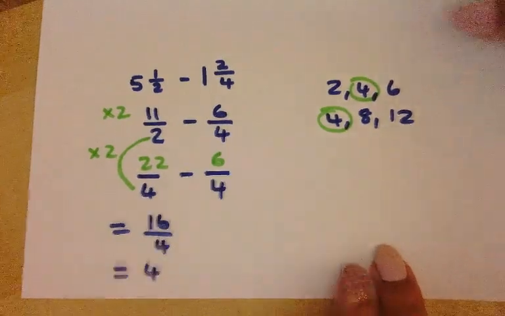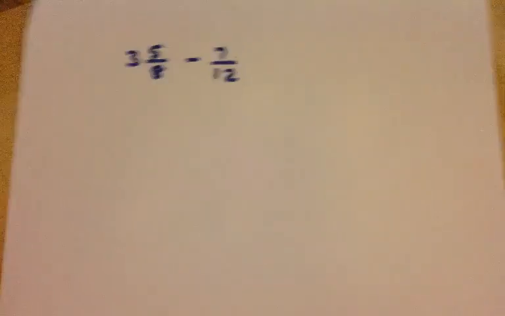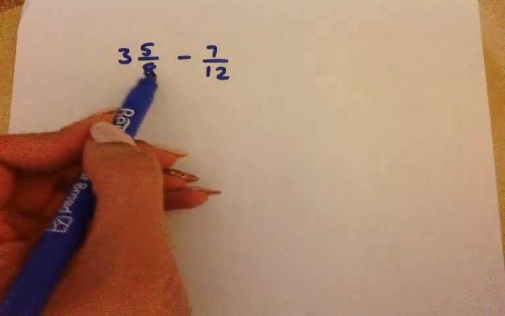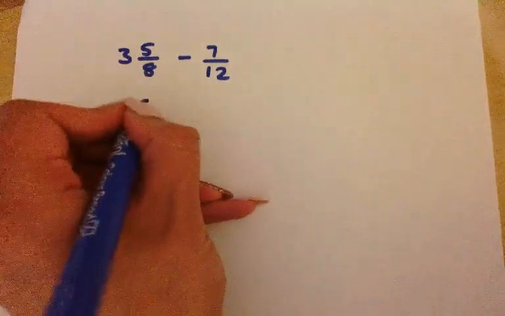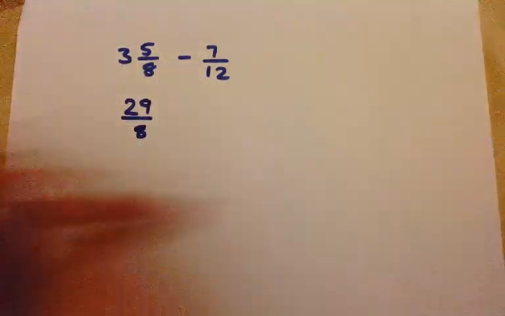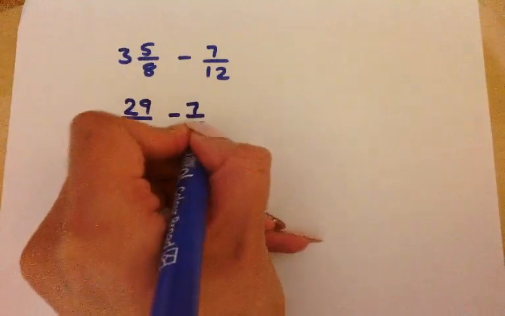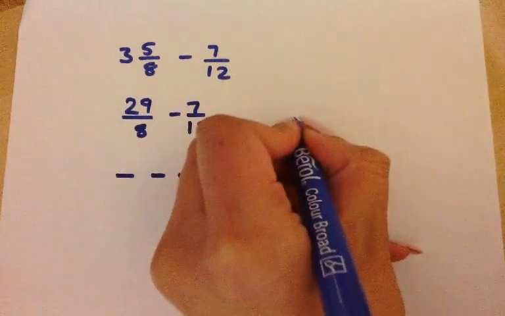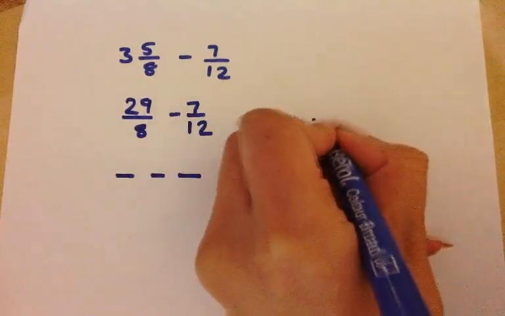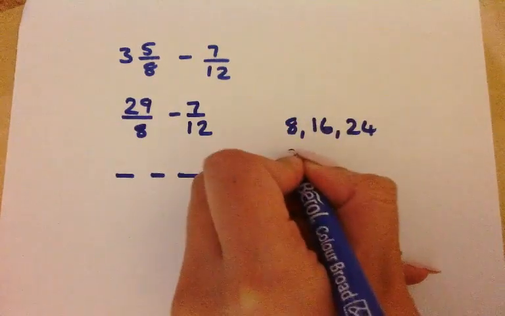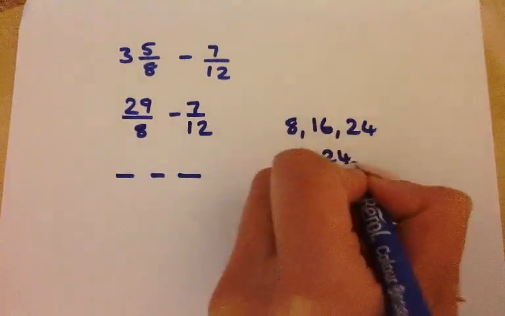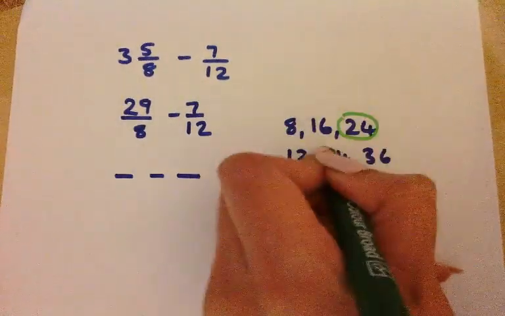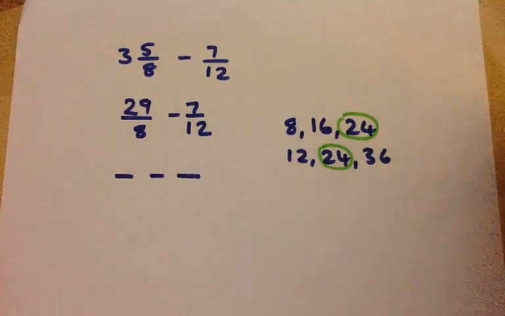And the final one is when we get a mixed number and just a normal fraction, and all we need to do here is just change the first one into a top heavy fraction. So 3 times 8 is 24, add on the 5 is 29. And I'm just going to write the 7 over 12 as it is. Looking for a common denominator, so I've got 8, 16, 24. I can use 24 instead of whatever 8 times 12 would be.